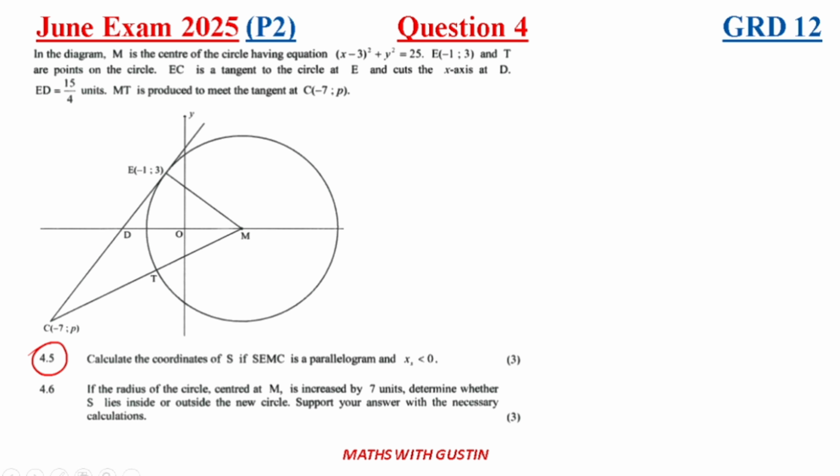4.5 rather, they said calculate the coordinates of S if SEMC is a parallelogram, and the x coordinate of S is less than 0. So if it's less than 0, it means it's here. X is negative here and here. So for this to look like a parallelogram, I'm assuming that S has to be here. Right, there you go. That should be our S coordinate sitting right there.